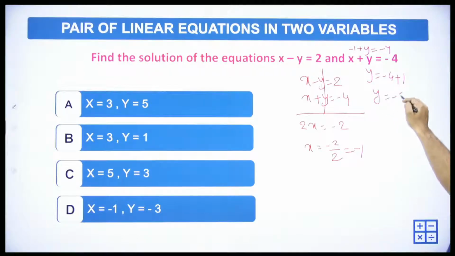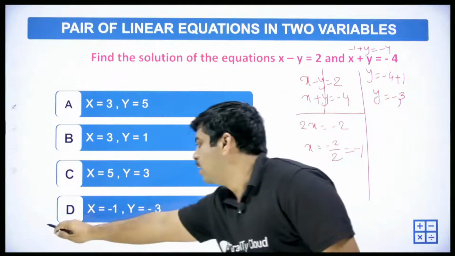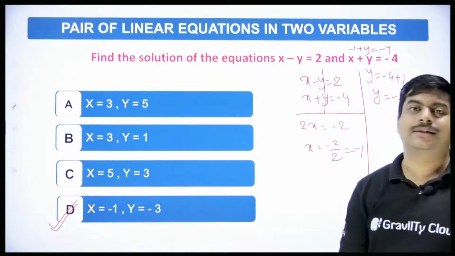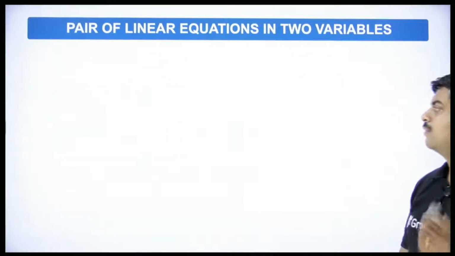So y is equal to minus 3. X equal to minus 1 and y equal to minus 3 is option D. That is the correct answer. Right? Very easy questions, right?